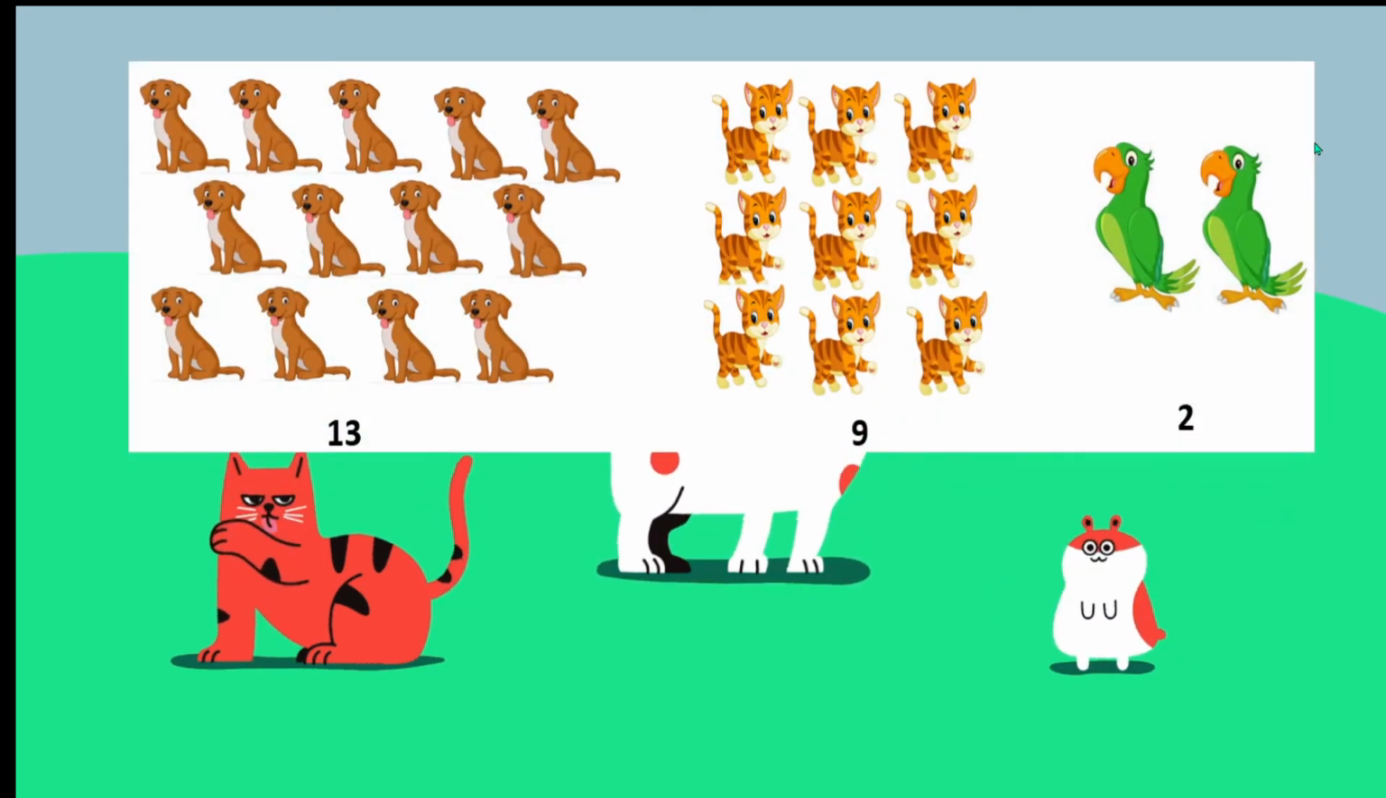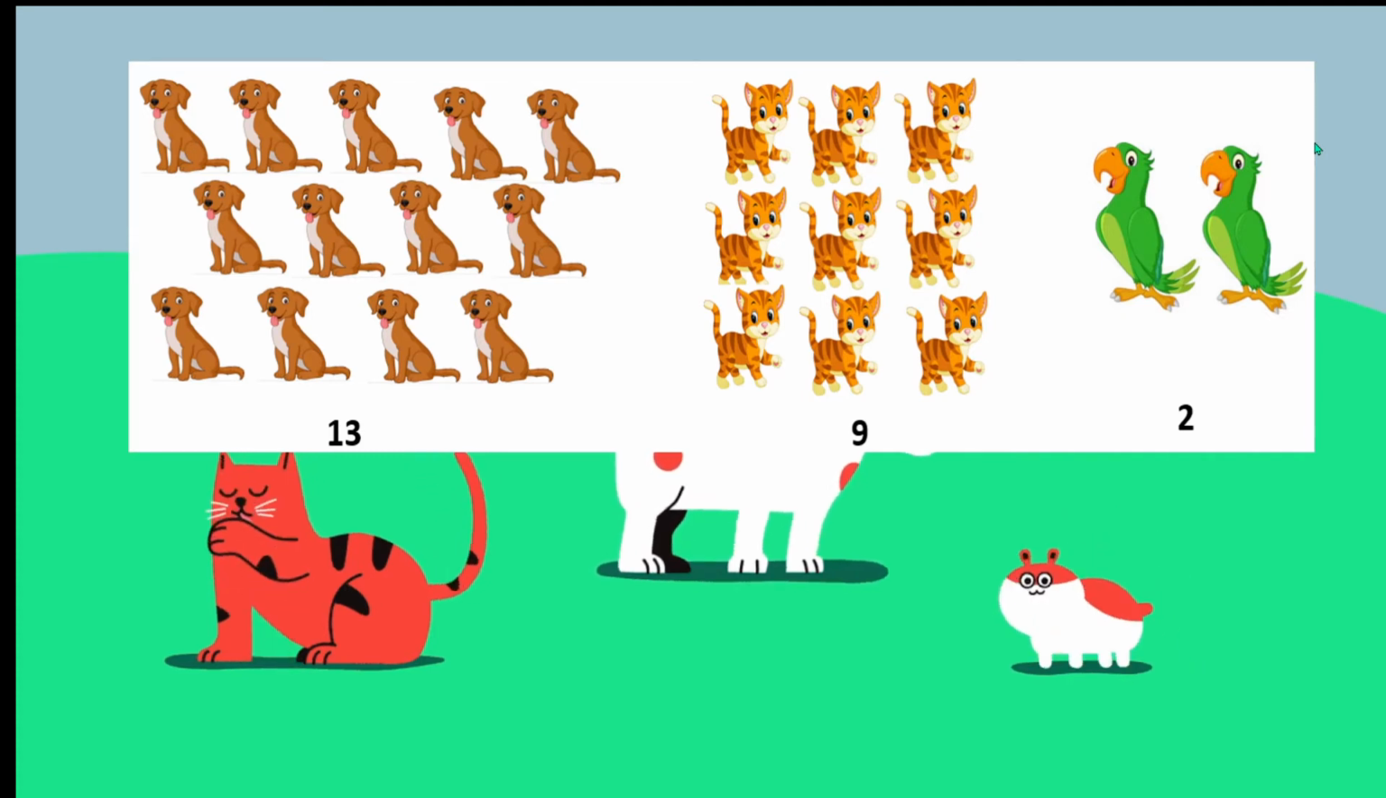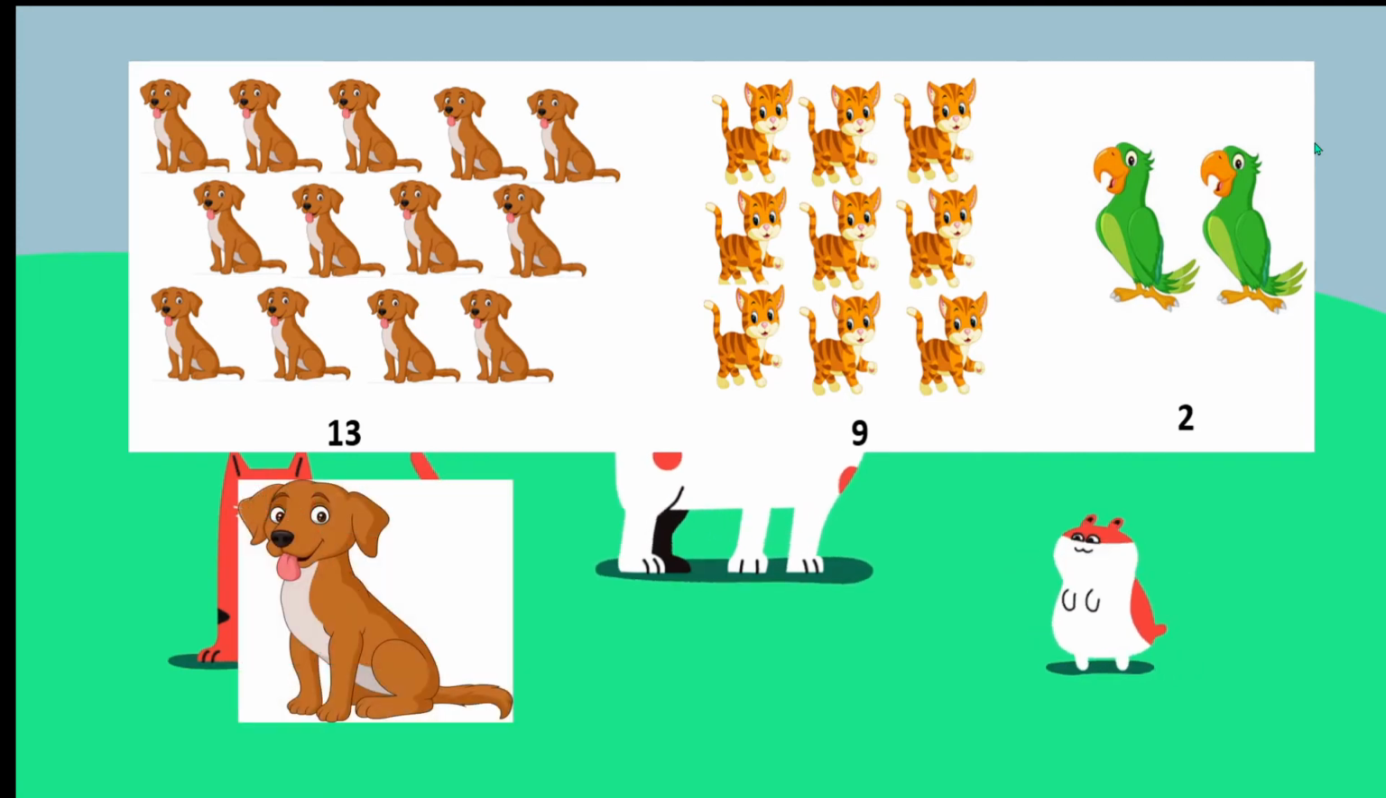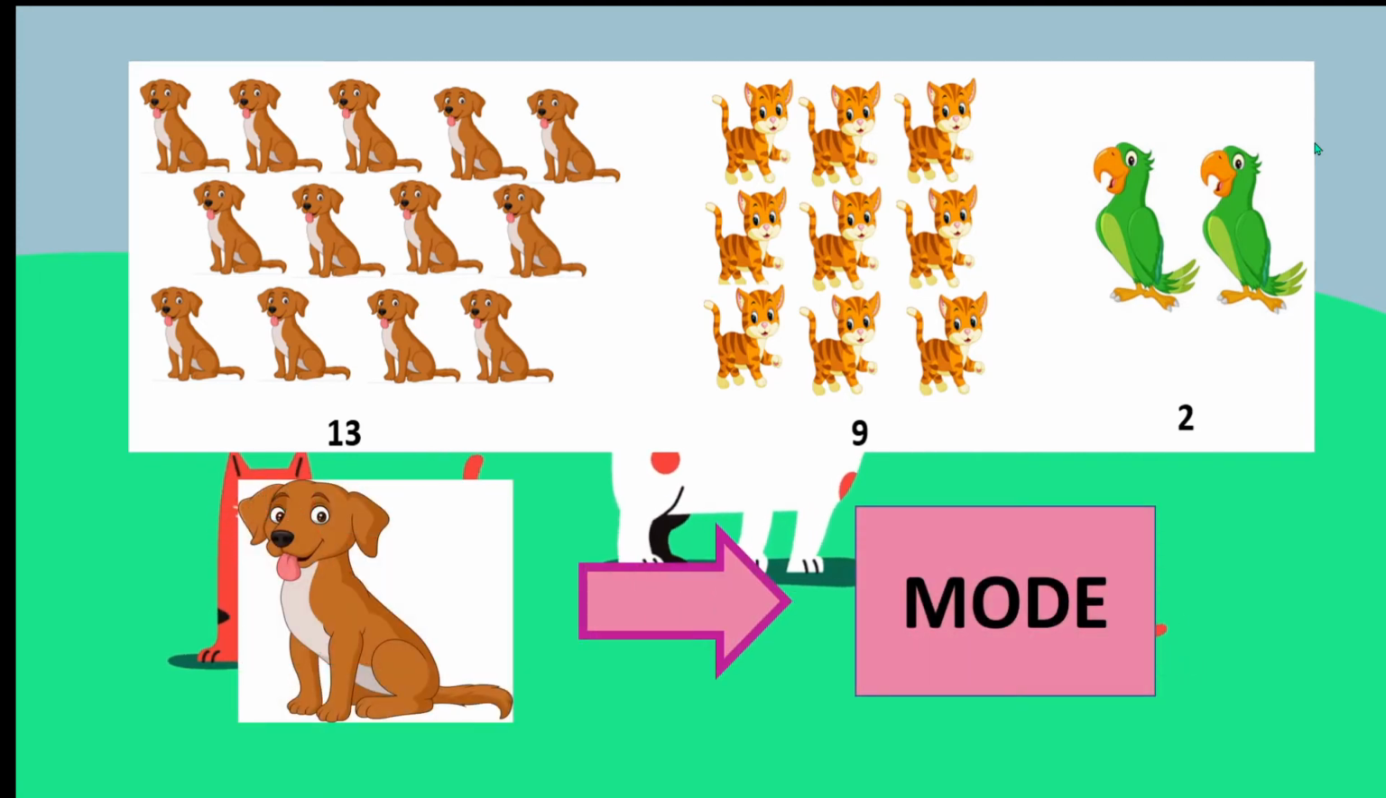There are 13 dogs, 9 cats, and 2 parrots. So what pet do you have the most in the class? If your answer is dog, that's right. And dog is the mode in the data set since it has the most number. It's very easy to find a mode, isn't it? Let's proceed to another.